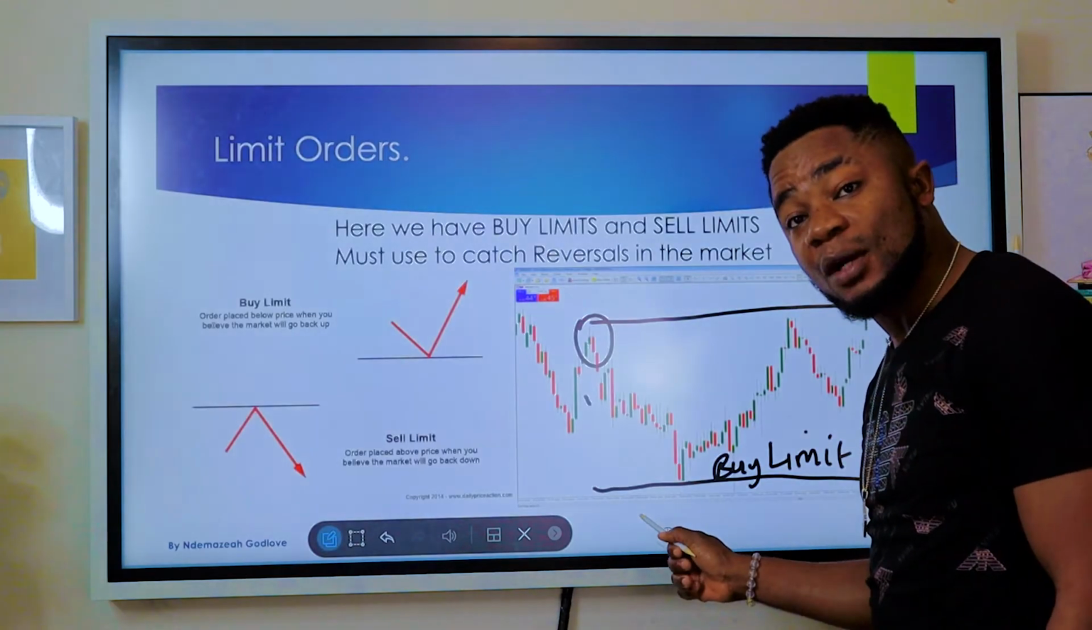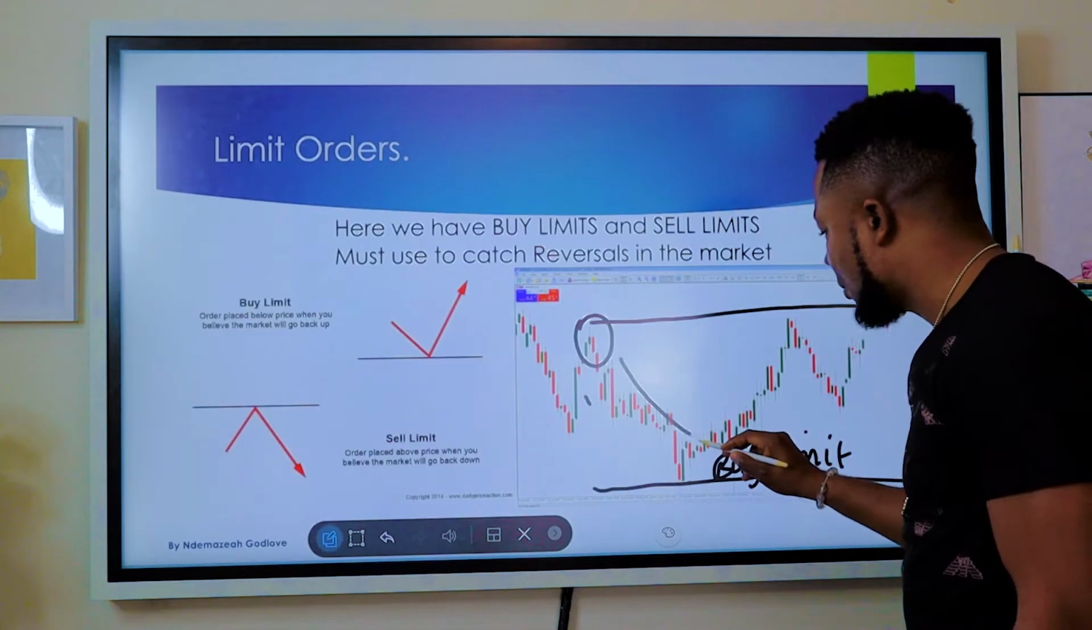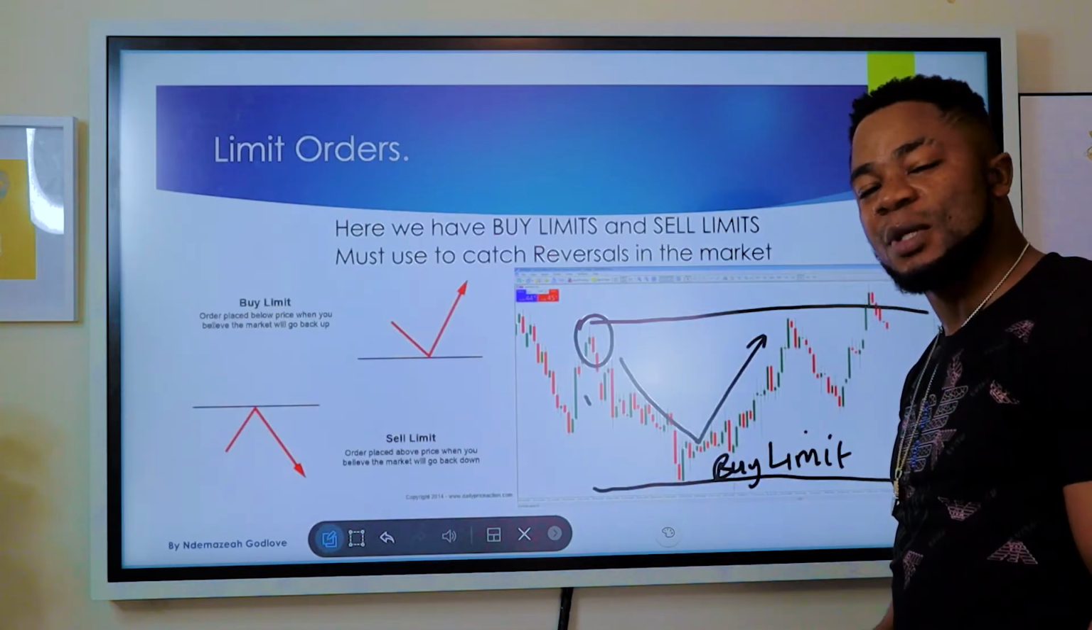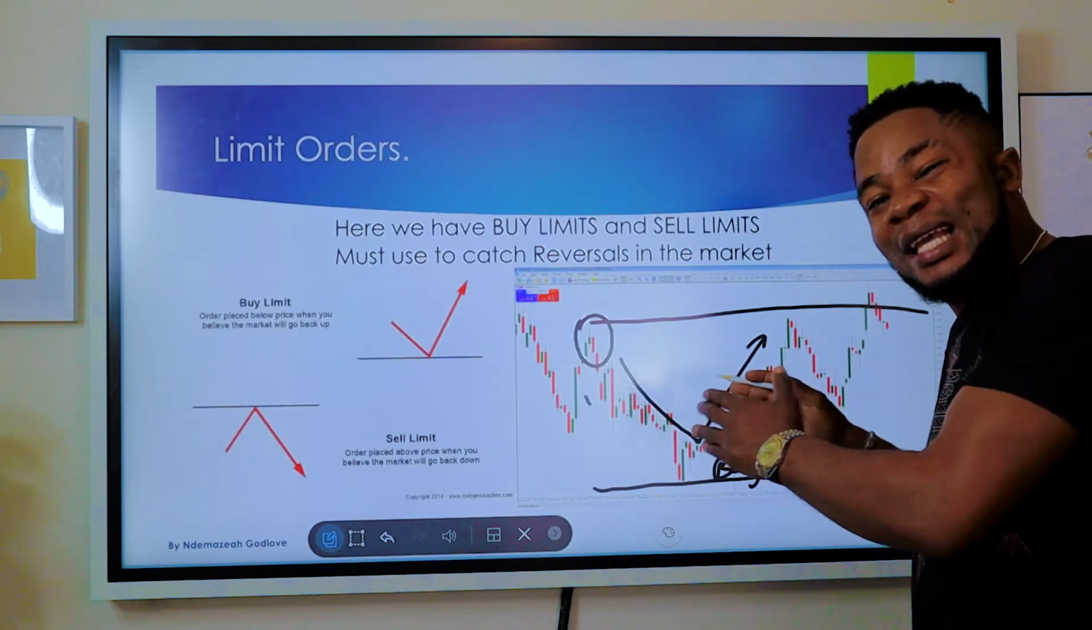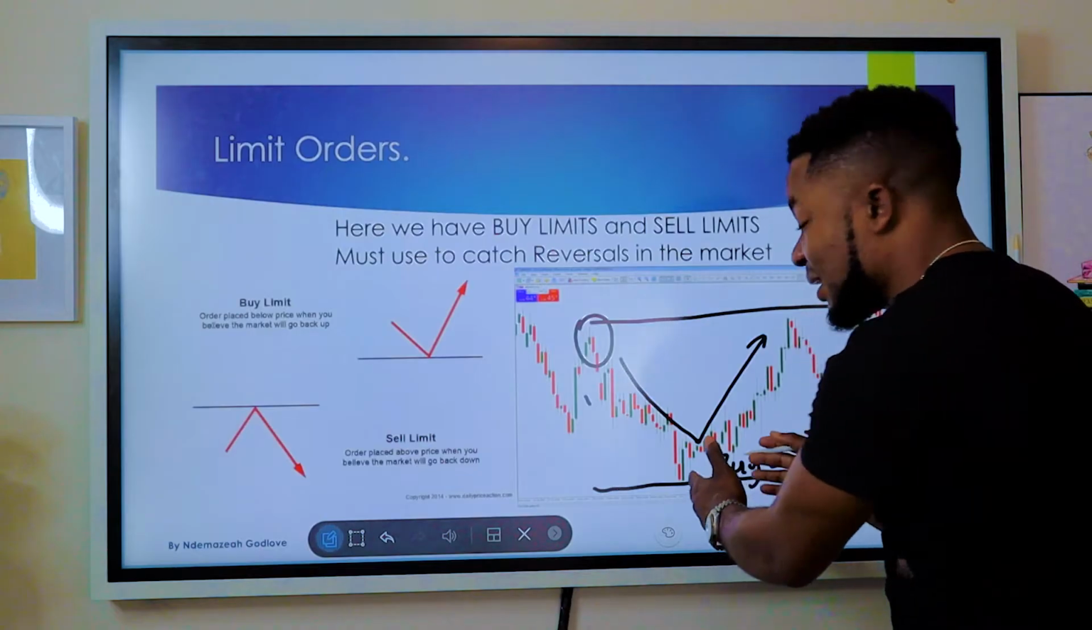So we'll just come here on our chart, click, and put a buy limit and see what happened. The market came, triggered the buy limit, and went immediately after that in our intended direction. So we were able to use that buy limit to catch this reversal.